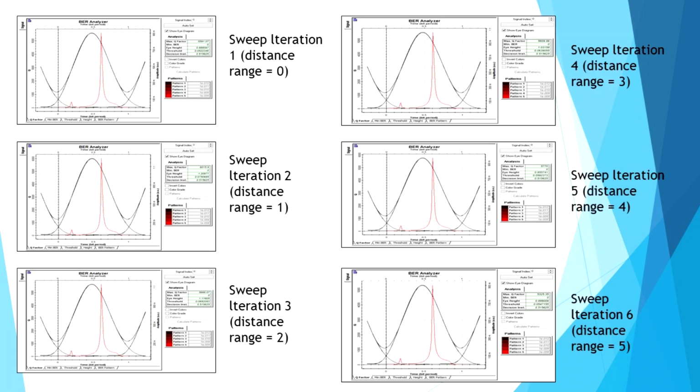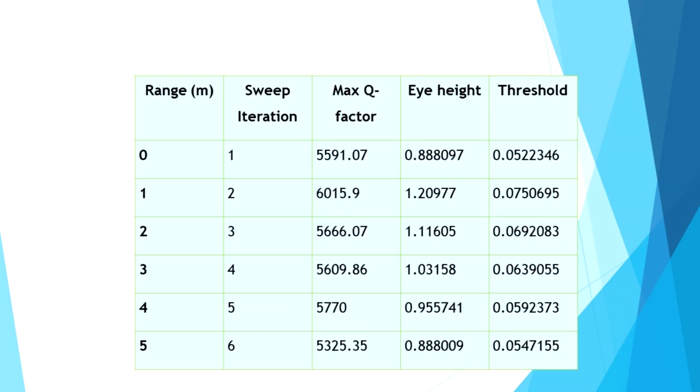Okay, this is the graph obtained for a frequency of 5 MHz of the electrical amplitude modulator. As we can see here, there is no difference in graph pattern for all sweep iterations from 1 to 6. Next is the table for maximum Q factor, I height and threshold. Maximum value of Q factor is 6015.9, which is at sweep iteration 2, while maximum I height is at sweep iteration 3 and maximum threshold is at sweep iteration 2.